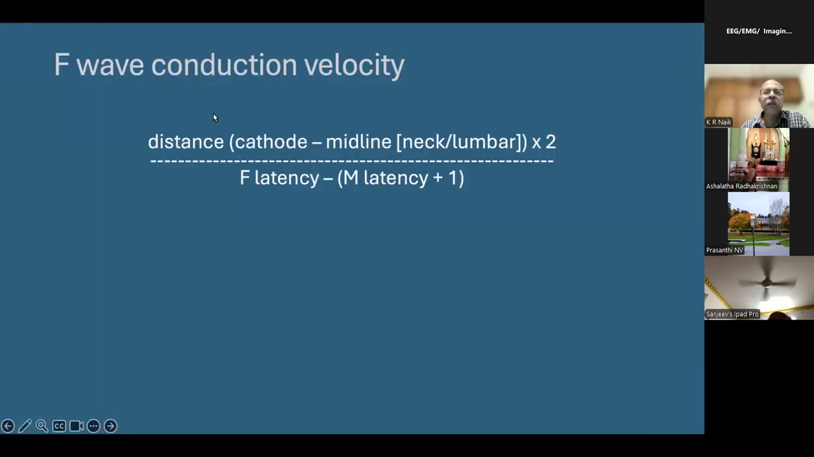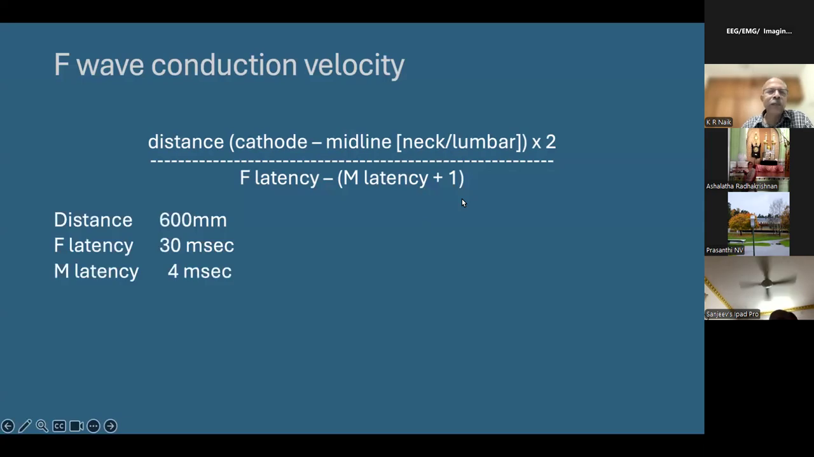So conduction velocity can be calculated by the distance multiplied by 2, because the impulse has to go from the distal side to the anterior horn cell and come back. So distance becomes whatever the measured distance multiplied by 2. The denominator is F latency minus M latency plus 1. 1 millisecond is supposed to be for the turnaround time in the anterior horn cell, because part of it is due to the refractory period in the motor axon. It may not always come back, only some if it comes back.